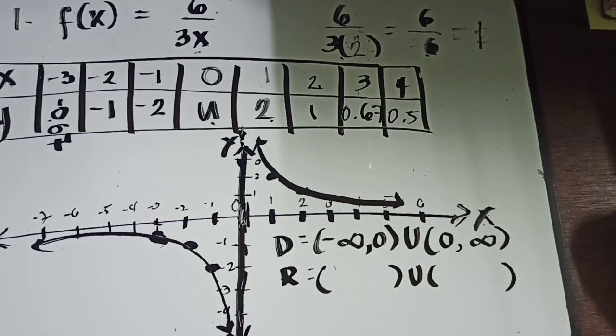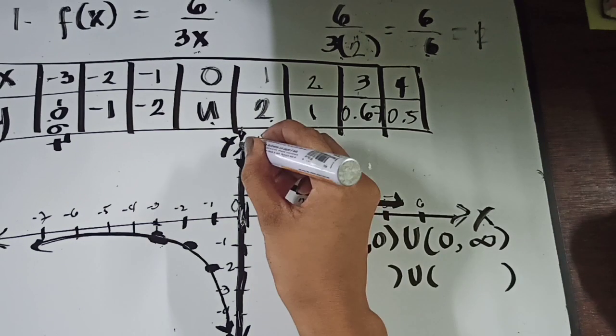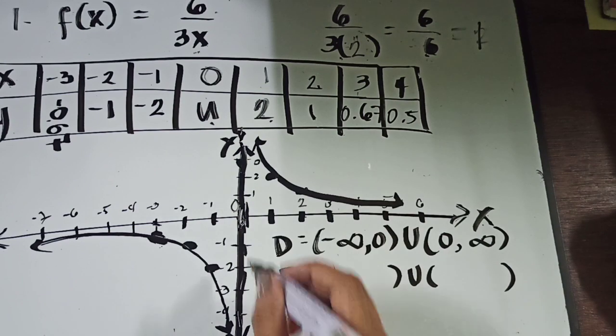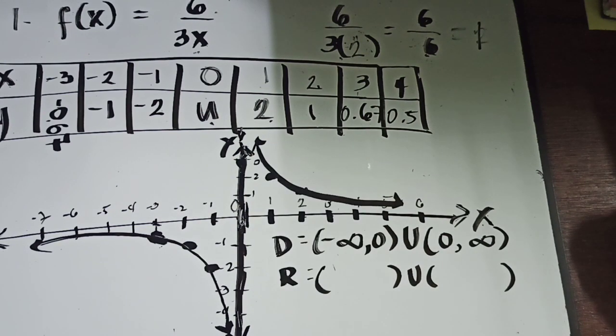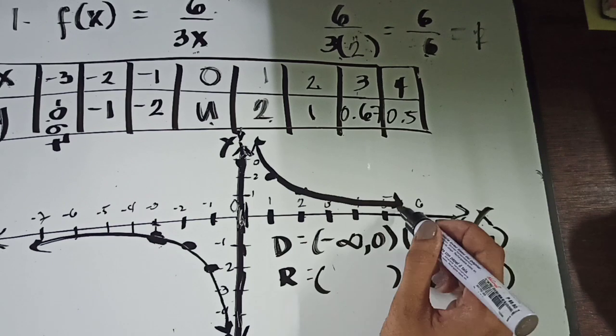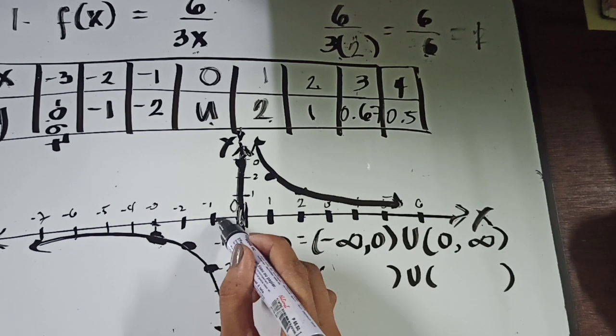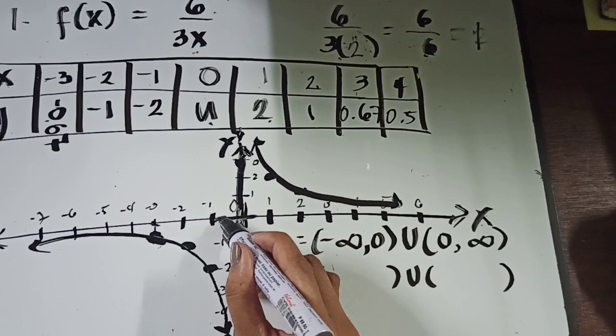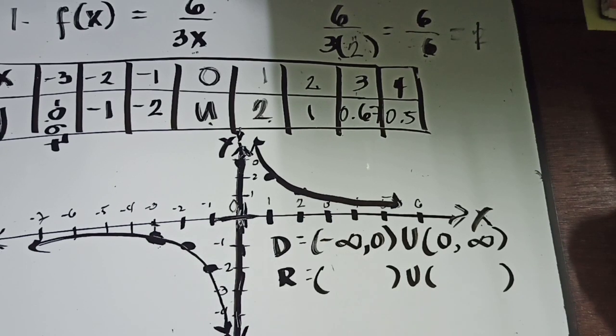check naman natin yung y-axis. So, ito yung y-axis natin. Okay, so ito yung y-axis. I-check mo ulit ano yung restriction natin pagdating kay y-axis. Check mo yung graph. Hindi siya nagtatagpo sa 0. Okay, so hindi siya nagtagpo dito sa y is equal to 0.